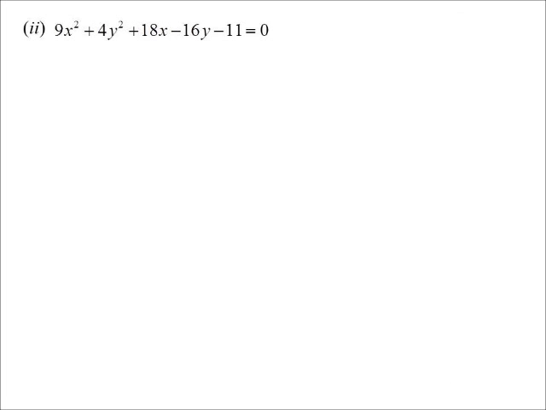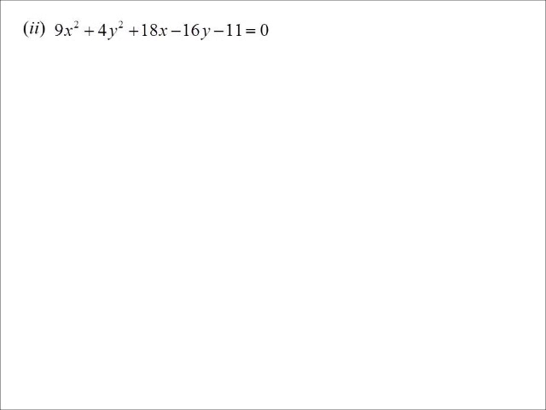I see an equation like this. I notice that it's x squared and y squared. My first thought is, oh, it's a circle. But the coefficients of x squared and y squared are different. So therefore, it's not a circle. They're both positive, so I know I've got an ellipse here. Going to have to complete the square in order to find the correct one.